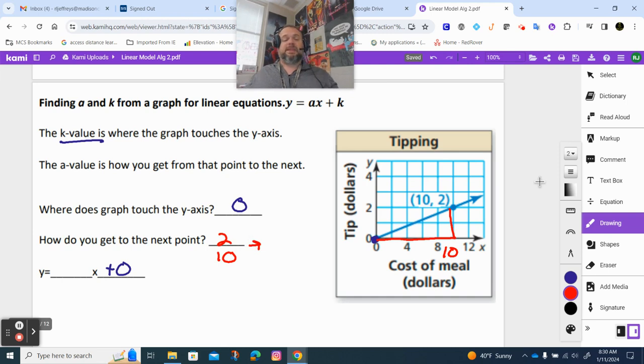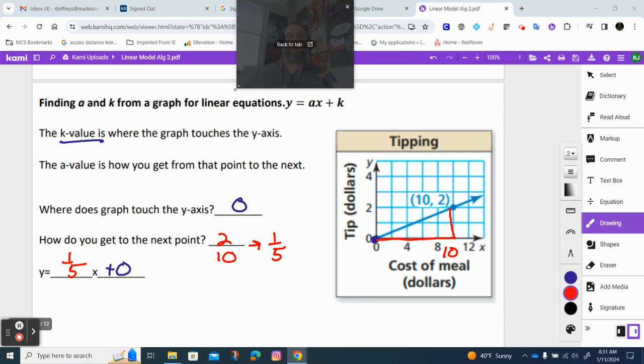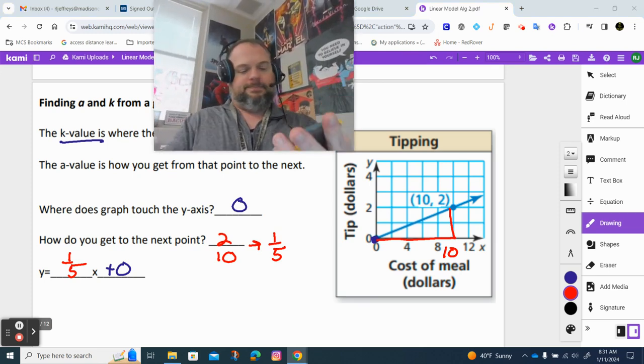Well, this reduces down to 1 over 5. Now, I don't know, somebody has stolen my calculator or I have moved it. The calculators like I have up here, they will actually reduce that fraction for you.